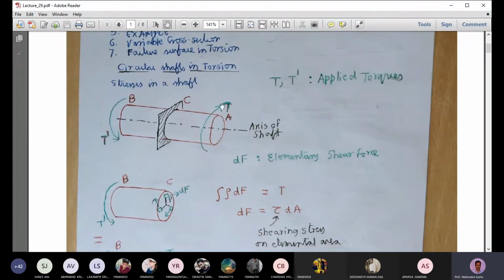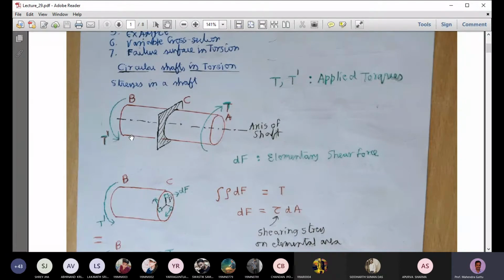So the twisting moment, if you put your right hand and curl your fingers in the direction of the twisting moment, at end A the thumb will point towards the left direction. And if you curl the four fingers in the same direction as this T prime, then the thumb will point towards the right side.